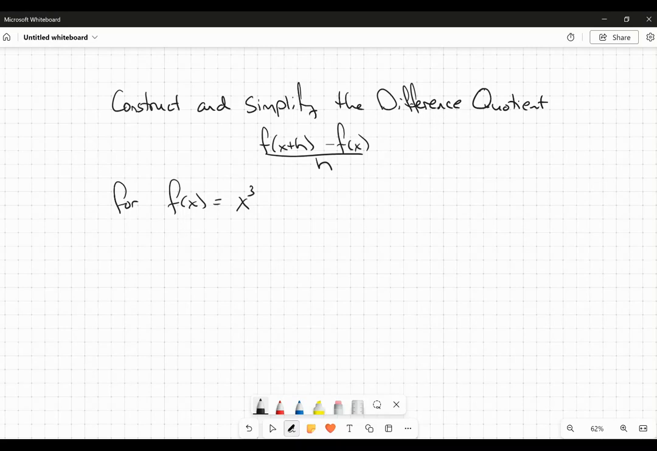Okay, hi everybody. So in this video here, we're going to do what it says here. We're going to construct and simplify the difference quotient, which is f of x plus h minus f of x all over h. We're going to do that for this expression x cubed.